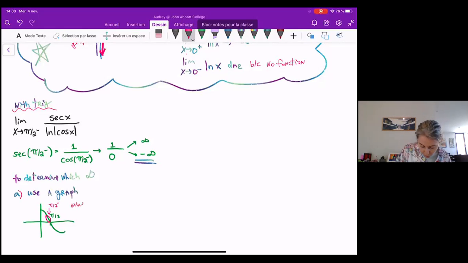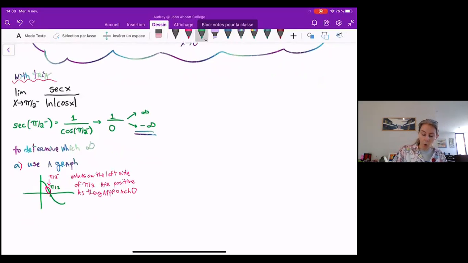So values on the left side of pi over 2 are positive as they approach 0. Okay, so what that means is what I actually have here is 1 over 0 from the right, which means that I have a positive infinity. I can think of that 0 as being positive. So this is like a 0 plus there.